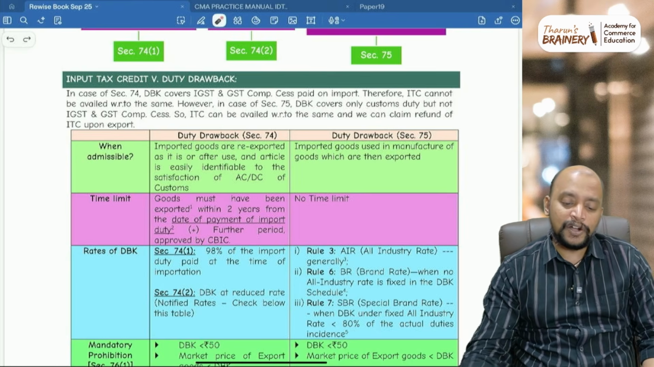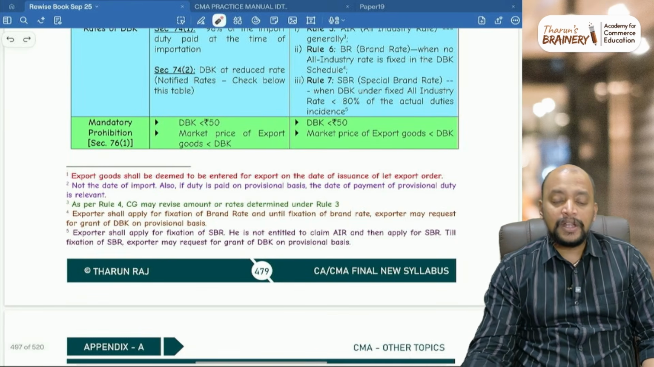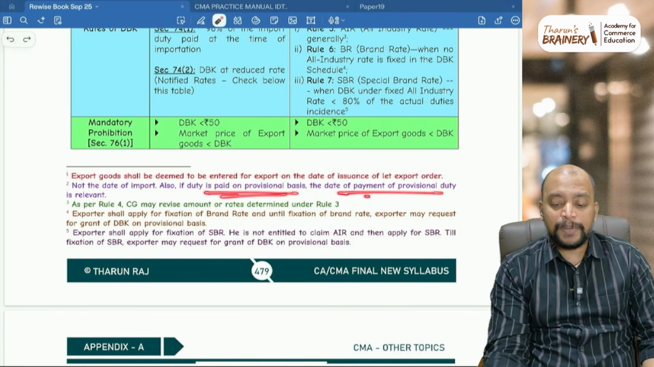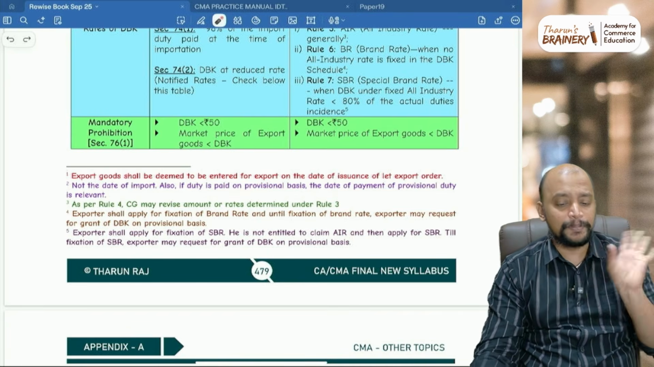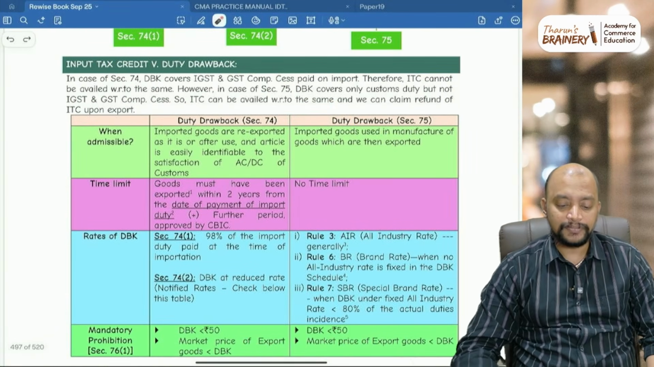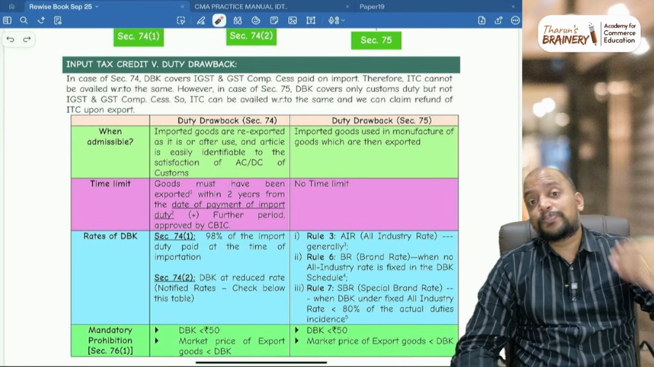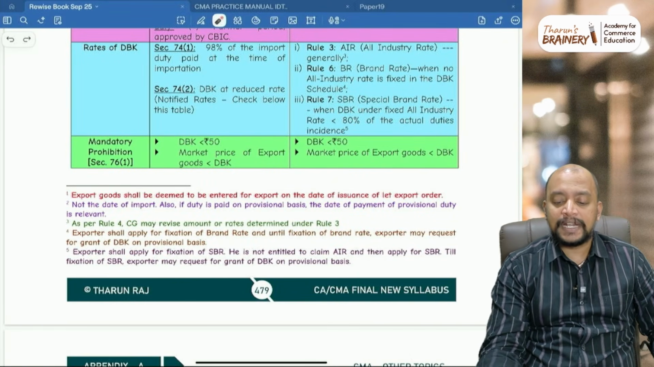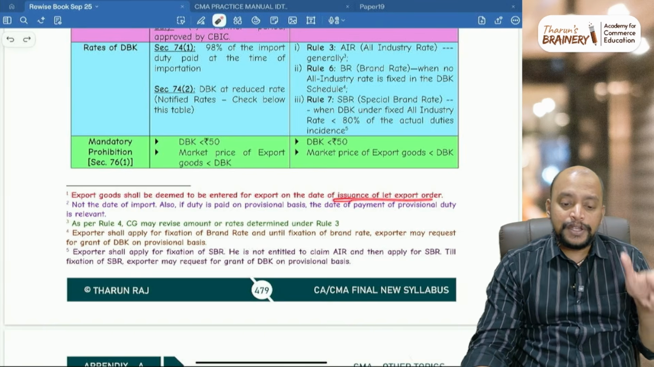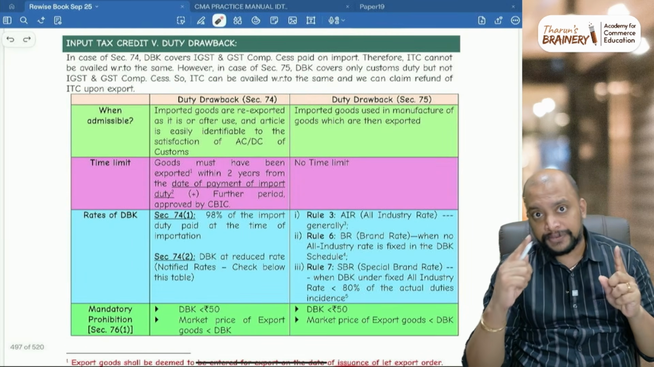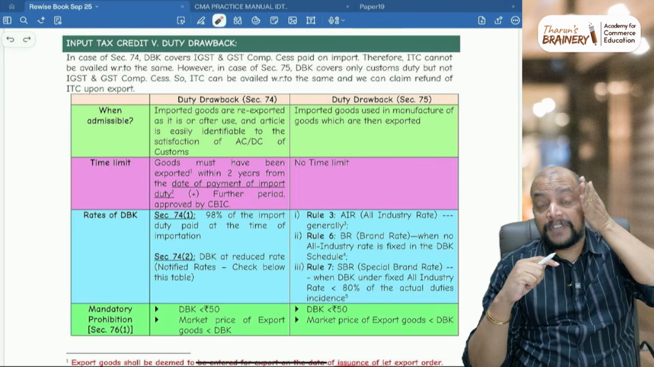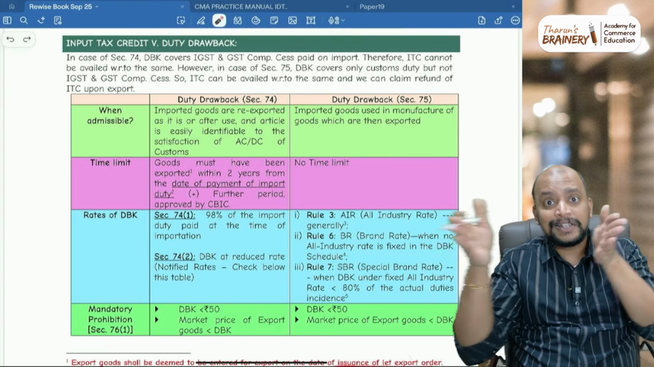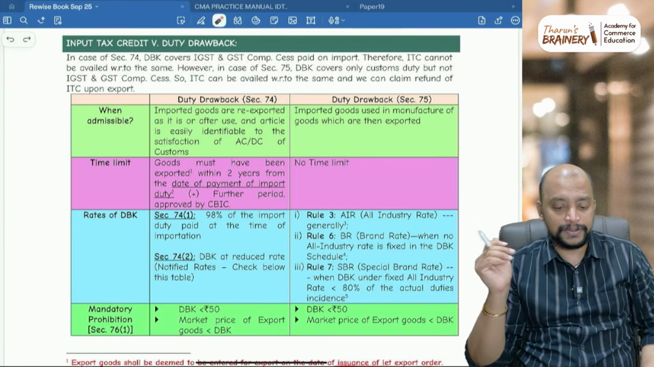So what is the meaning of date of payment of customs duty? Not the date of import. Also, if the duty is paid on provisional basis, the date of payment of provisional duty is relevant. Whichever date you are paying duty, from that date within 2 years, goods must be exported. Here, export goods shall be deemed to be entered for export on the date of issuance of let export order. So while counting this 2 years, you count from the date you paid customs duty at the time of import, to the date you got the let export order.